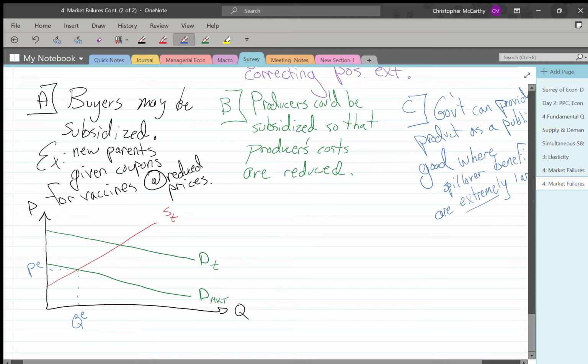There's going to be under allocation, right? We already did this one time. We're just doing it again because it's so much fun.